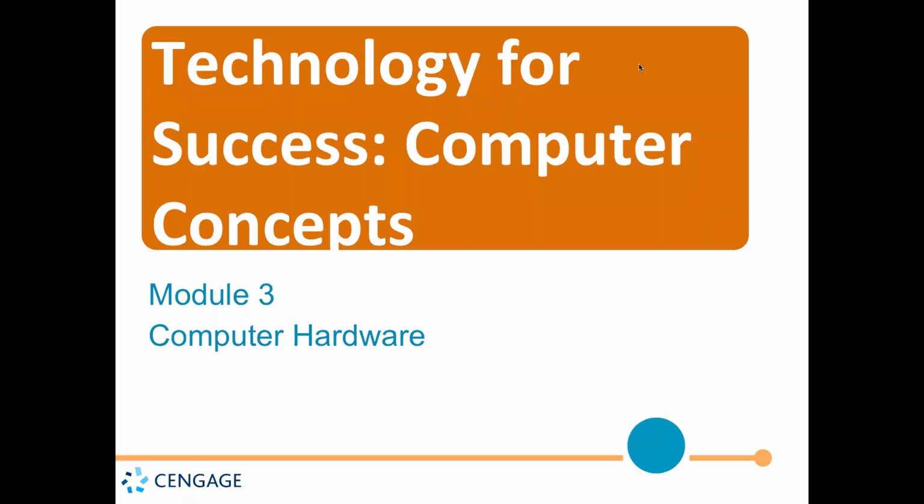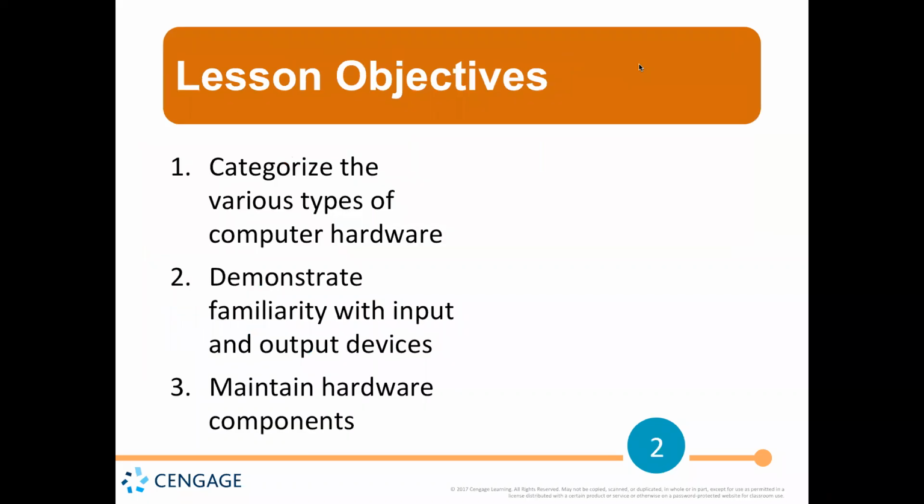Okay, so this is module 3. You can see there's 3 objectives here. Categorize the various types of computer hardware, demonstrate familiarity with input, output, and maintain hardware components. And I'll just say it again before we start this, make sure you read the chapter.